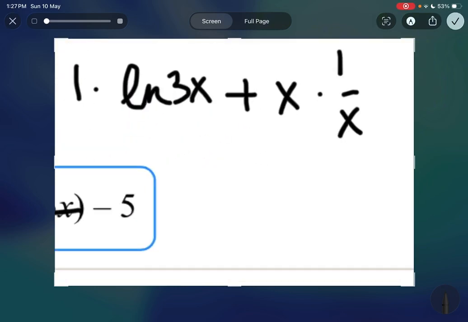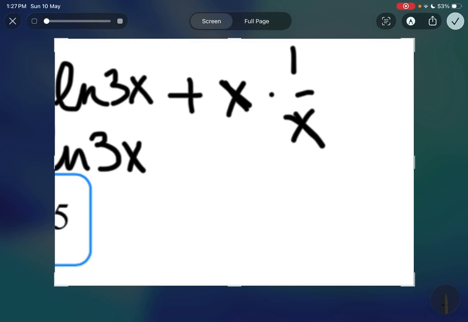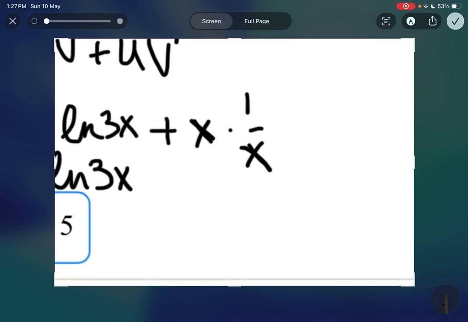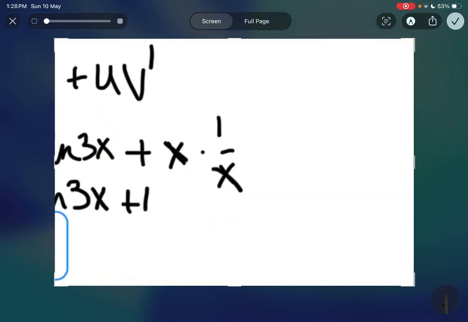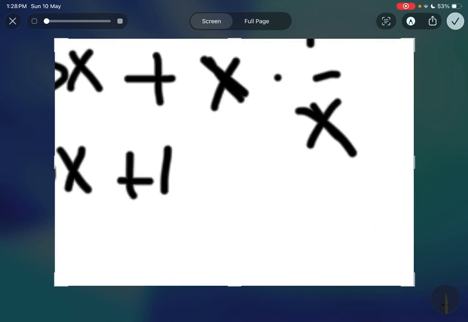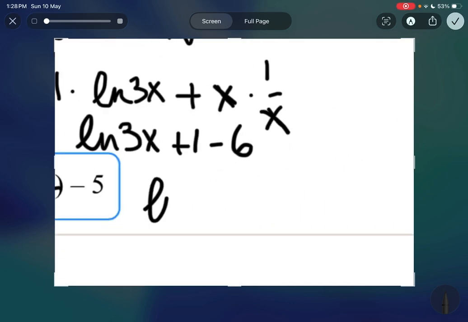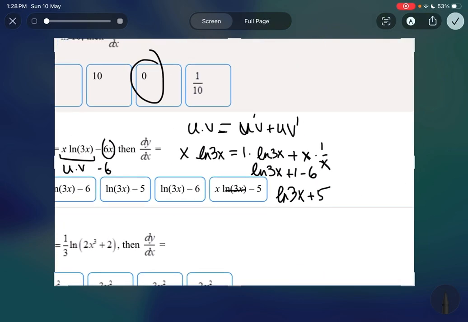And then you solve, so it will become ln of 3x. Okay, and then this will cancel, and then it will be 1. So it will be plus 1. And then the minus 6 that you found as the derivative in the beginning, yani, you do minus 6. So the answer will be ln of 3x minus 6 plus 1, which is minus 5. And your answer is ln of 3x minus 5.